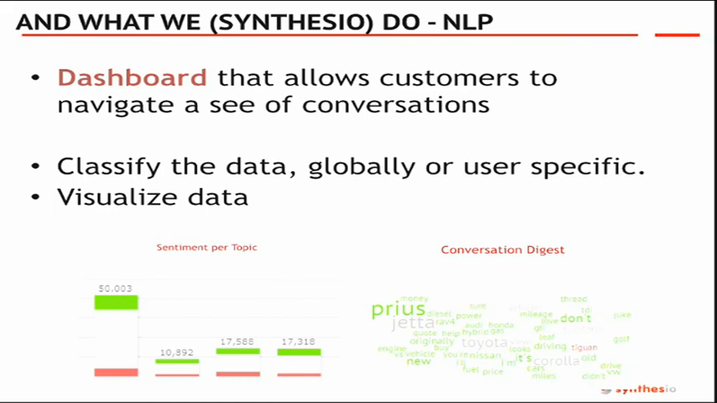So what we want to do is, first of all, gather all this data. We are going to classify the data, and we're also going to visualize it. We have two simple examples. The first one is the sentiment per topic. Here you can see, for example, we start by doing sentiment analysis on the messages by telling whether it is positive or negative, whether people say good or bad things. We can also classify by topics. Are they talking about the specificities of a product? Are they talking about the price? Are they talking about a specific problem? And we can show this to the customer in a concise way.